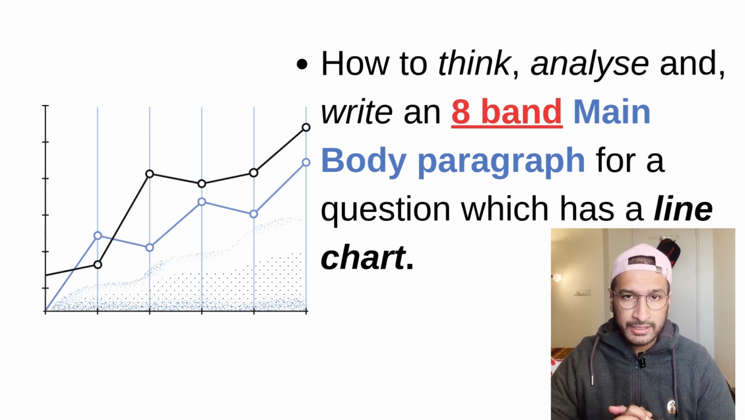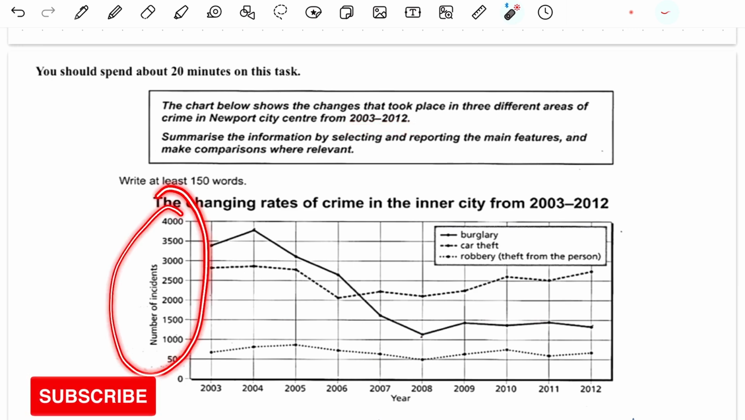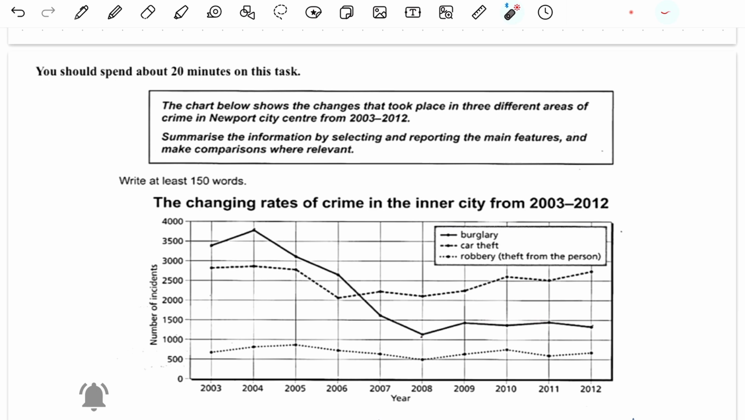Right, so let's begin. Here we have the first question. This question shows a chart which shows changes that took place in 3 different areas of crime in Newport City Center from 2003 to 2012. So on our y-axis we have the number of criminal incidents, and on the x-axis we have years. The first line displays burglary, the second one shows car theft, and this line shows robbery.